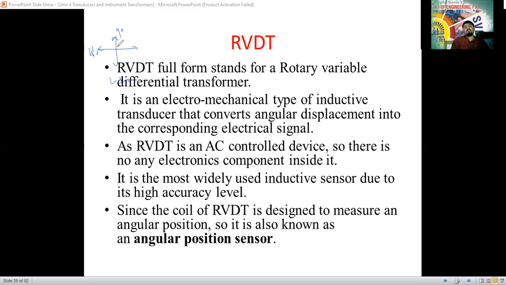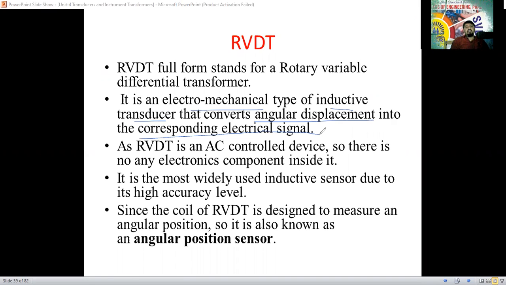But we have to measure now the middle. What is this for angular displacement? If it comes from 0 to here, how much voltage are we going to get? Based on that angular displacement, we are going to get the differential output. Here also one primary winding and 2 secondary windings are there. It is an electromechanical type inductive transducer that converts angular displacement into the corresponding electrical signal. Whatever the angular displacement is, it is going to convert into an electrical signal.